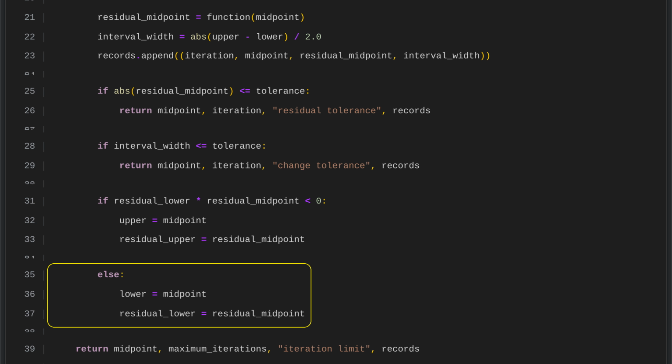If the residuals at the lower bound and midpoint do not indicate a sign change, the root is not in that lower half of the interval. The method then moves the lower bound up to the midpoint and updates its residual value. This narrows the search to the correct half, helping the algorithm move closer to the root.